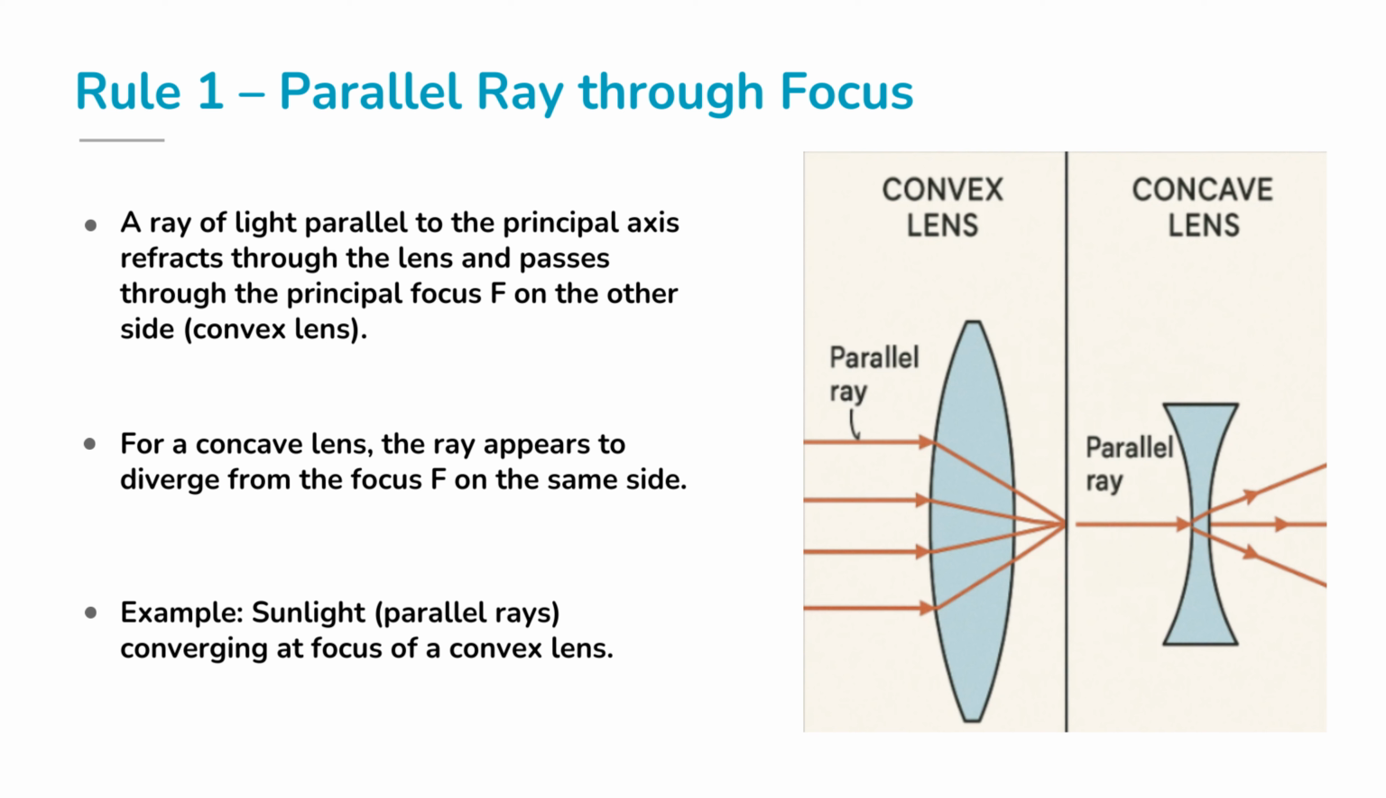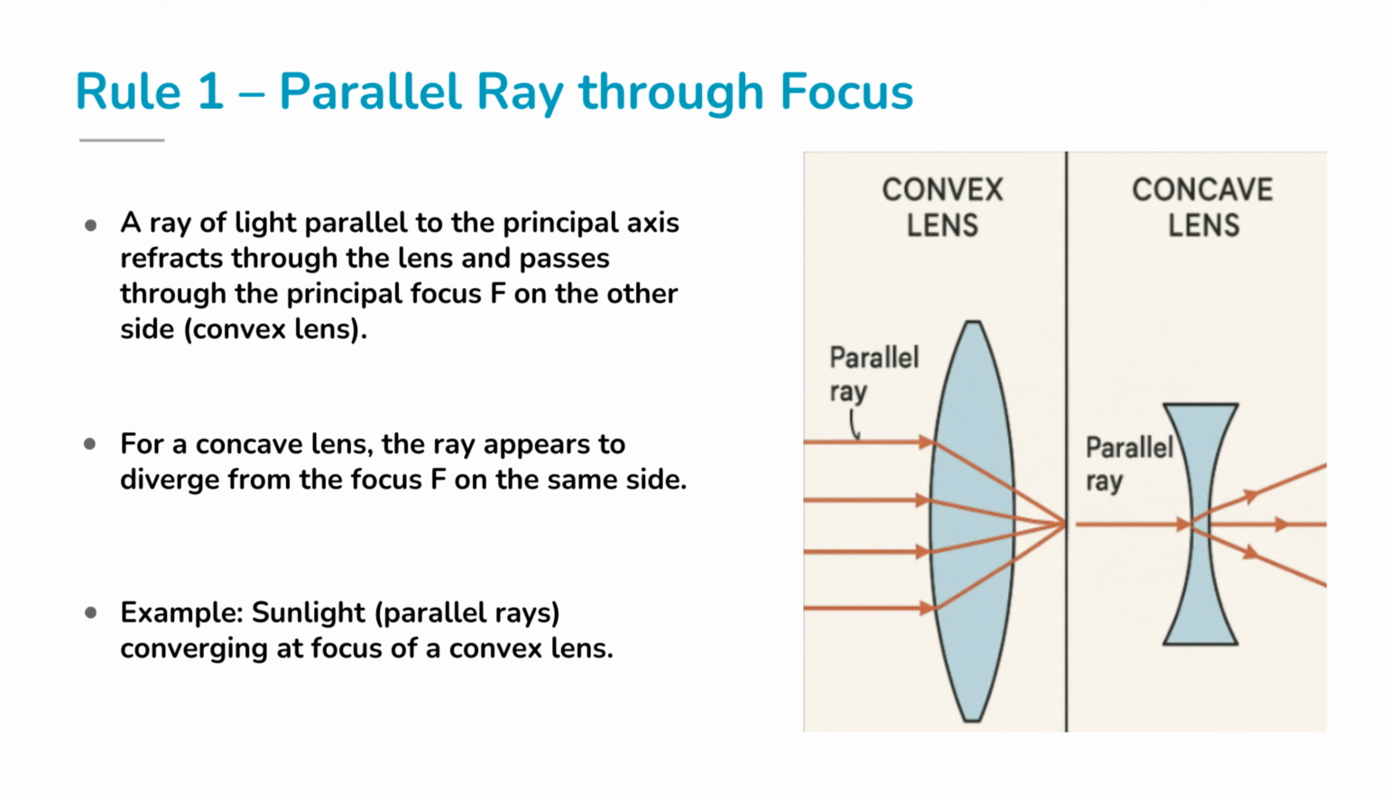Now, for a concave lens, things flip. The parallel ray doesn't actually meet the focus, but it looks as if it's coming out from the focus on the same side. It's a bit like a magician's trick, the rays spread out, but if you trace them back, they appear to have started from the focus.